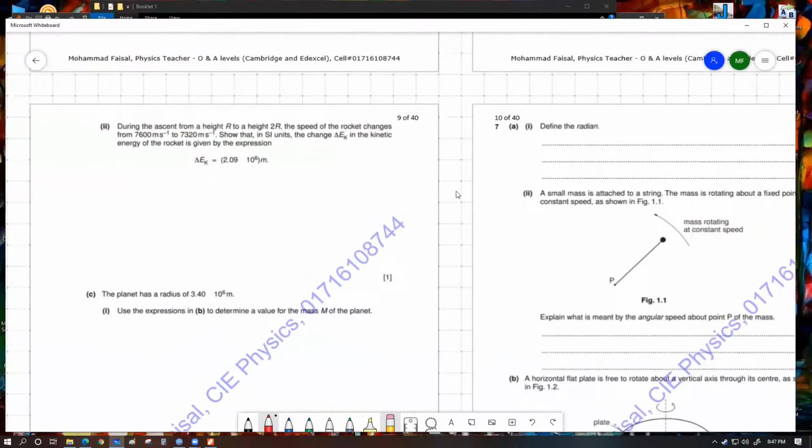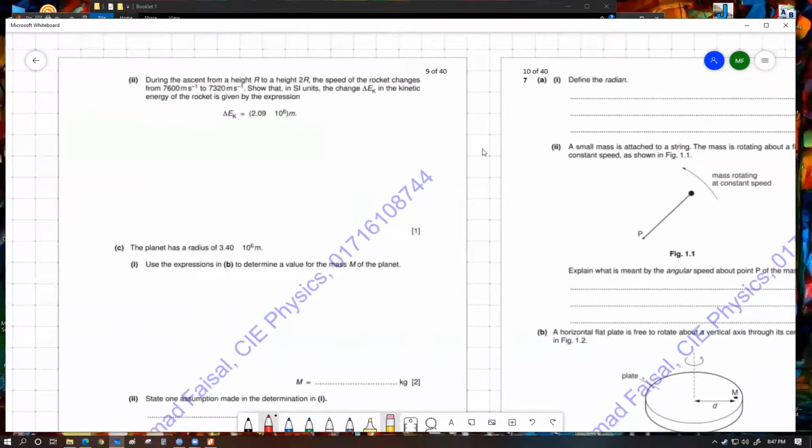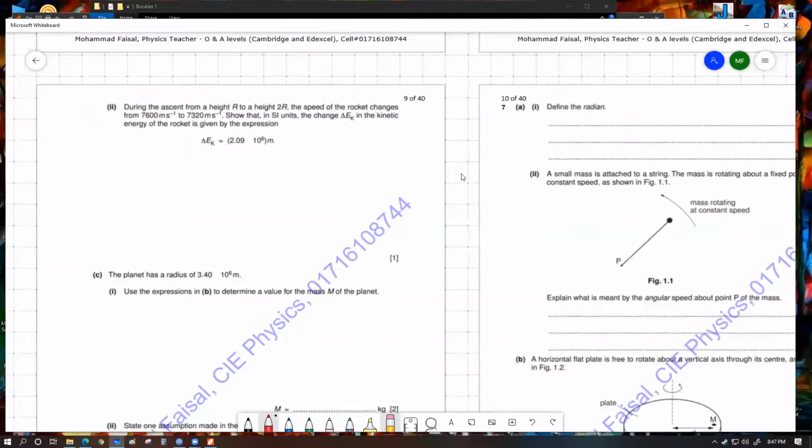Okay, next the question says: during the ascent from a height of r to 2r, the speed of the rocket changes from 7600 meter per second to 7320 meter per second. Show that in SI units the change delta E in the kinetic energy of the rocket is given by the expression. So doing this is not very difficult. This is basically half m of v initial squared minus v final squared. They are considered as speed, so you don't have to bother about big minus small. This is a change, so you can put any of the values here, you get this number.